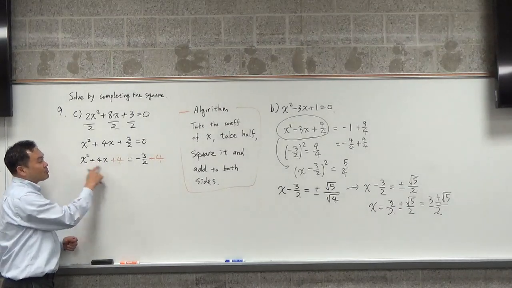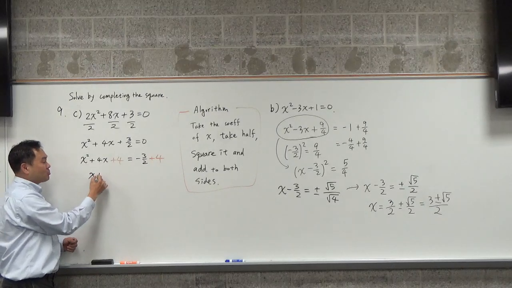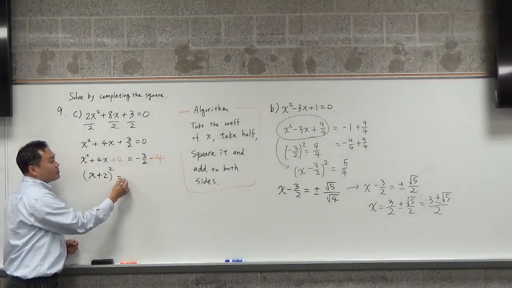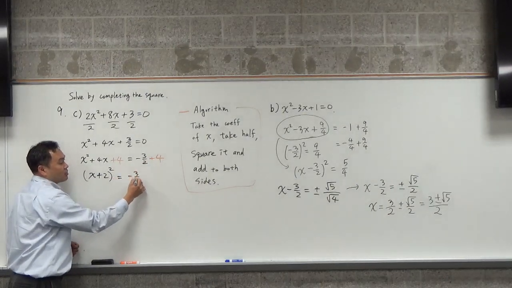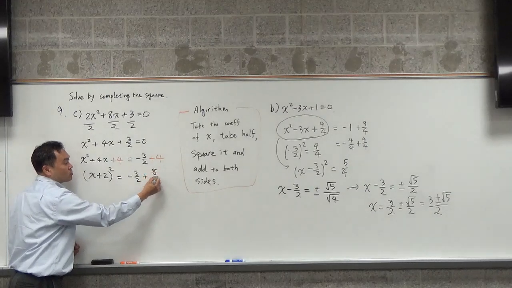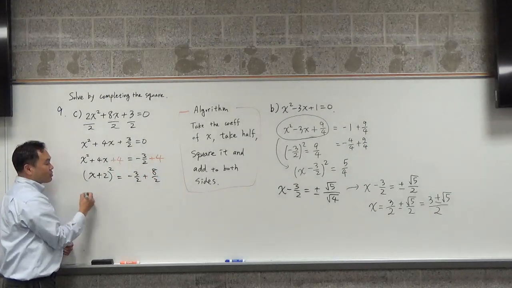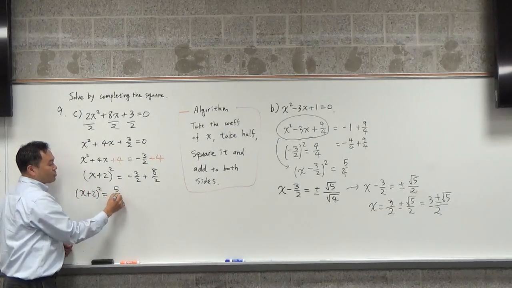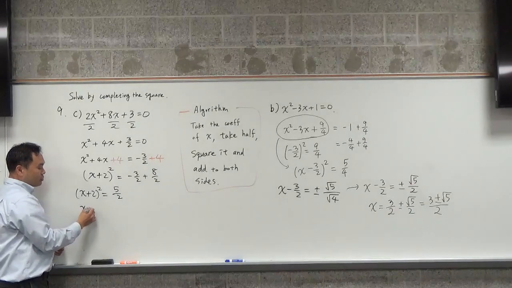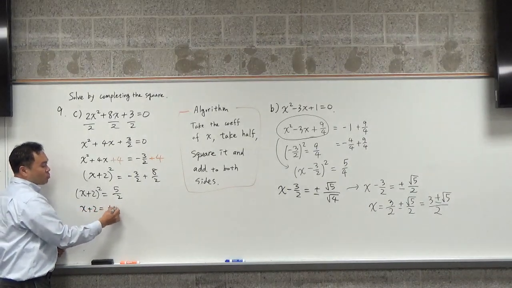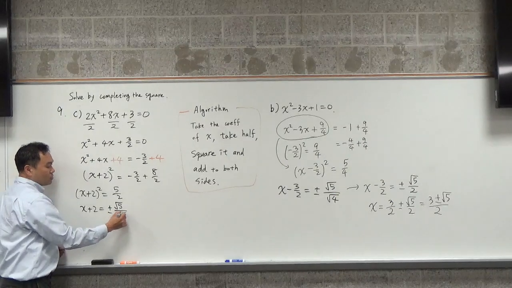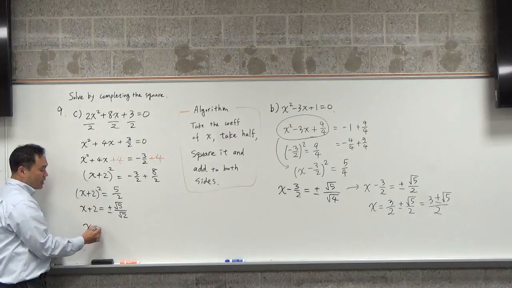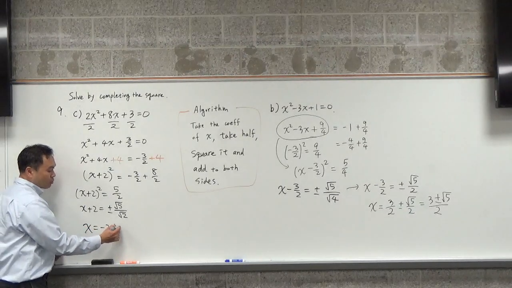So the left side can be factored as x plus 2 times x plus 2, which is the same thing as x plus 2 squared. On the right side, 4 is what? 8 over 2, right? So the right side is 5 over 2. x plus 2 squared equals 5 over 2. Therefore, x plus 2 is plus or minus square root of 5 over square root of 2. And finally, subtract 2 from both sides, and you get x equals negative 2 plus or minus square root of 5 over 2.